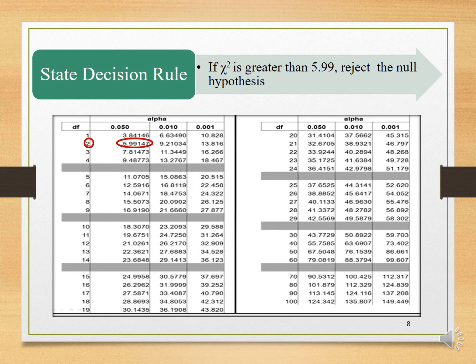Next, based on that information, we state our decision rule. We go to the chi-square table, which is what we use for the Kruskal-Wallis test. We have an alpha level of 0.05 and 2 degrees of freedom. Using that information, we can find our critical value. Here, our critical value is 5.99147. So, if the chi-square value that we calculate is greater than 5.99, we can reject the null hypothesis and say that there is a difference somewhere between the three groups. If chi-square is not greater than 5.99, then we will not reject the null hypothesis.